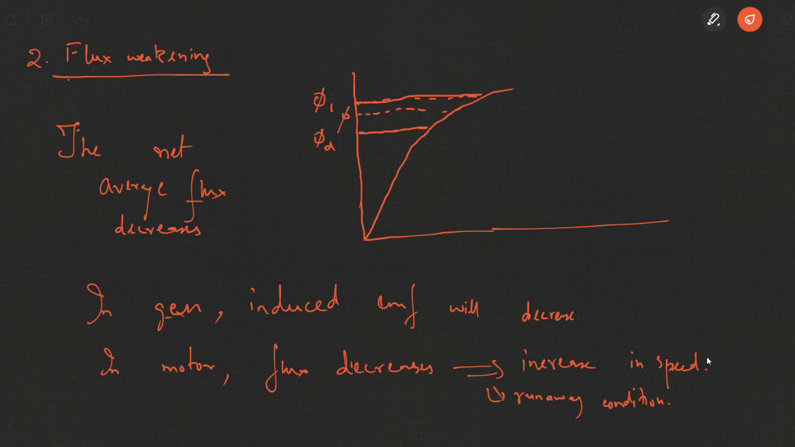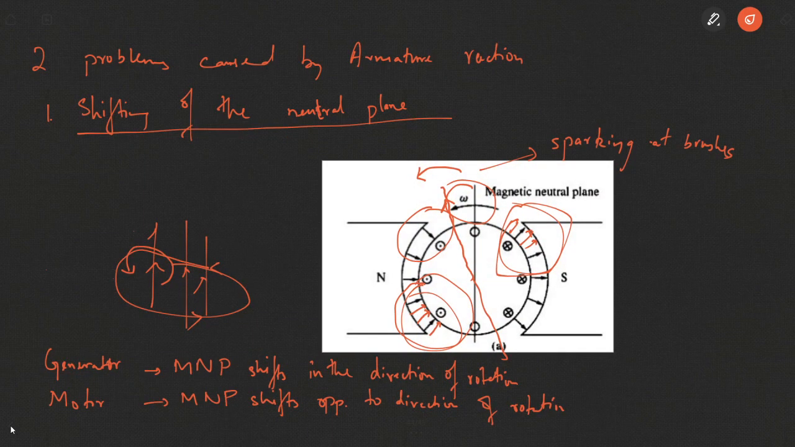There are two effects of armature reaction. One effect is the shifting of the neutral plane. Because of this, the brushes are placed along the magnetic neutral plane, where the induced EMF will be zero, so that smooth commutation takes place. While one brush connects between two different commutator segments, the EMF induced being zero means the commutation process will be smooth and the current reversal will be smooth.